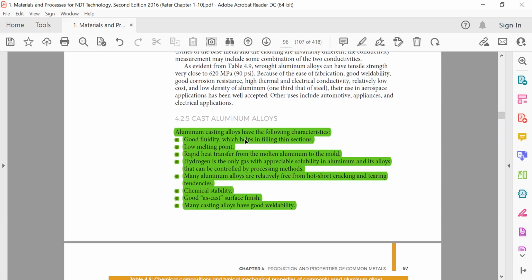Aluminium casting alloys have the following characteristics: good fluidity, which helps filling thin sections, low melting point, rapid heat transfer from molten aluminium to the mold. Hydrogen is the only gas with appreciable solubility in aluminium and its alloys, and it can be controlled by processing method. Many aluminium alloys are relatively free from hot shortness, cracking and tearing tendencies. Chemical stability. Good as-cast surface finish. Many casting alloys have good weldability.